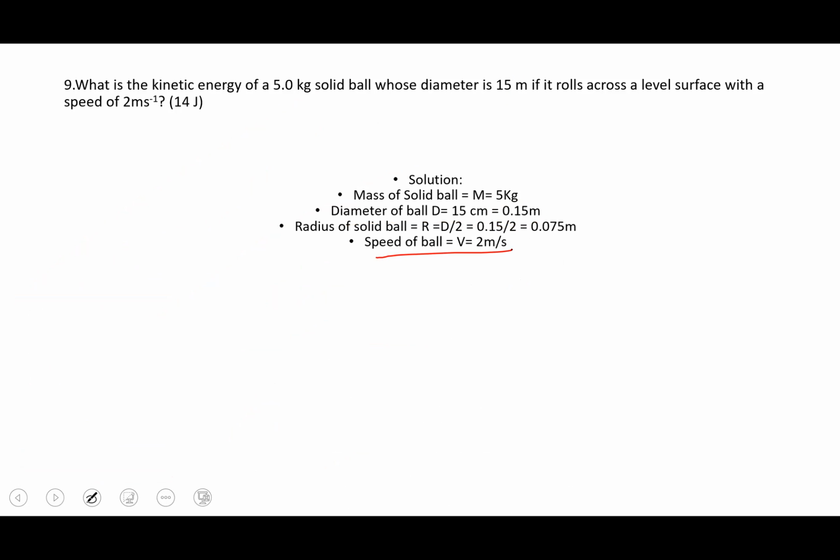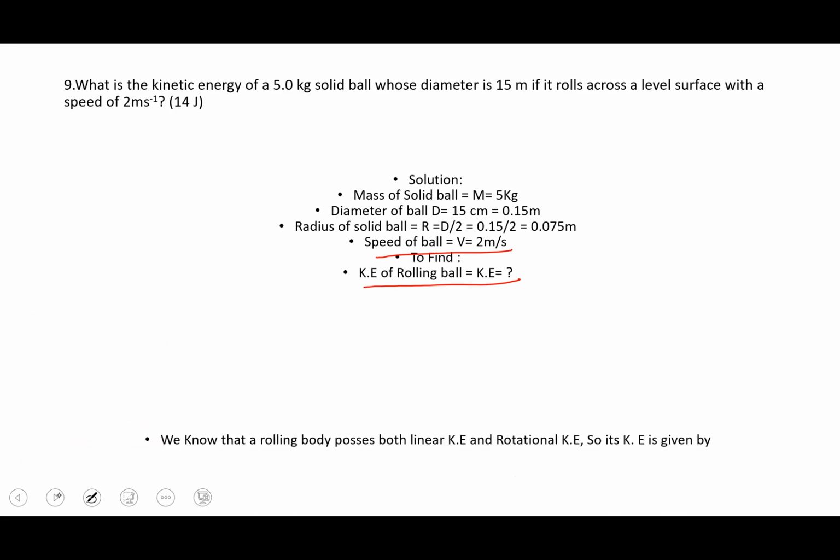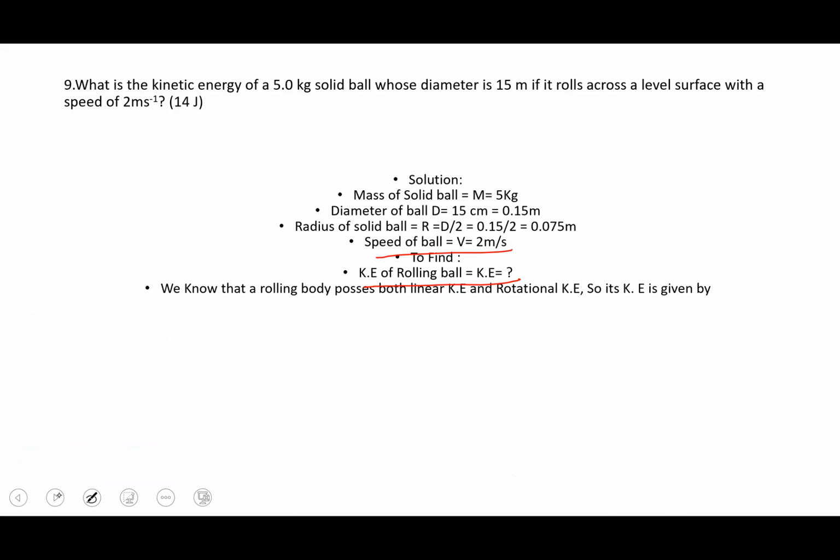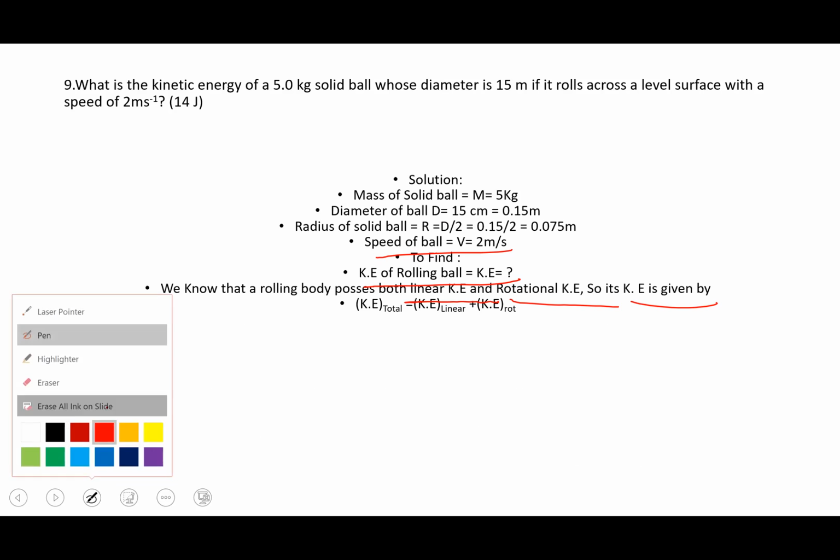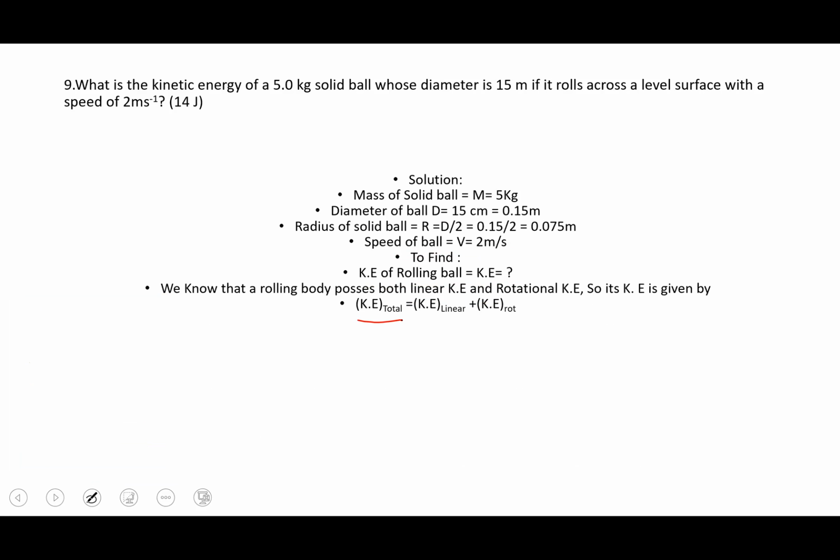The speed of the ball will be given to us, which is 2 meter per second. To find the kinetic energy of the rolling ball, which is KE, we know that the rolling ball possesses both rotational kinetic energy as well as translational kinetic energy, which is given by rotational kinetic energy plus translational kinetic energy will be equal to total kinetic energy. That means rotational plus linear will give us the total kinetic energy in this case.